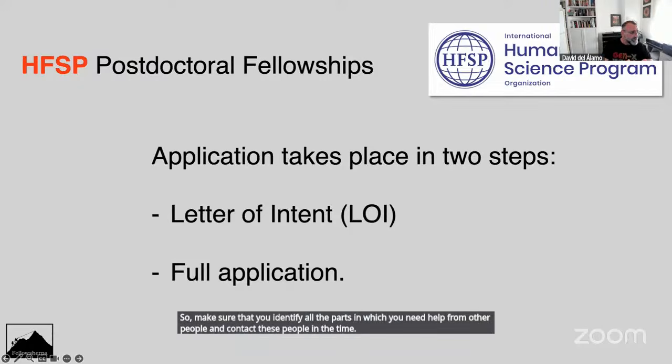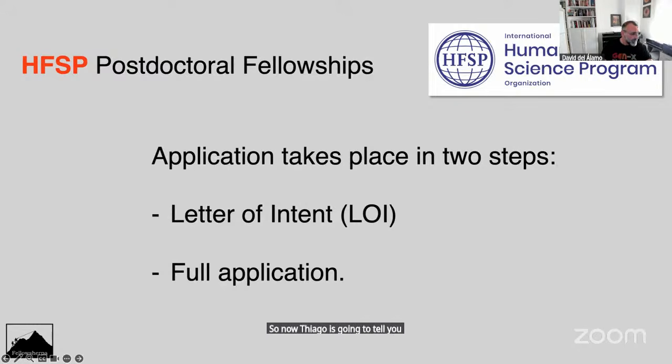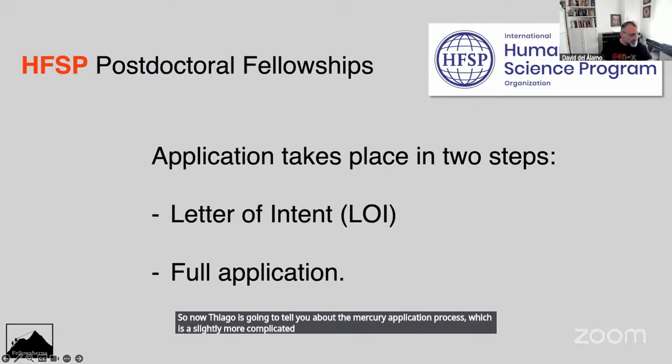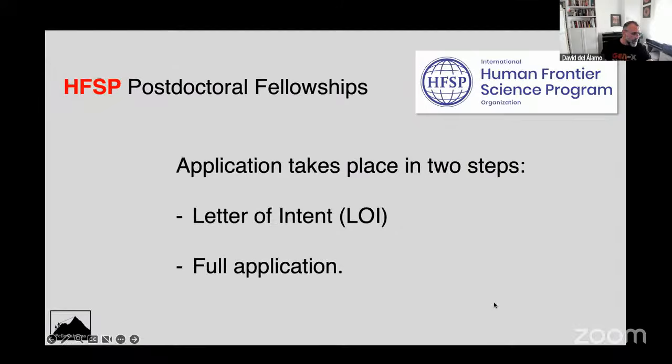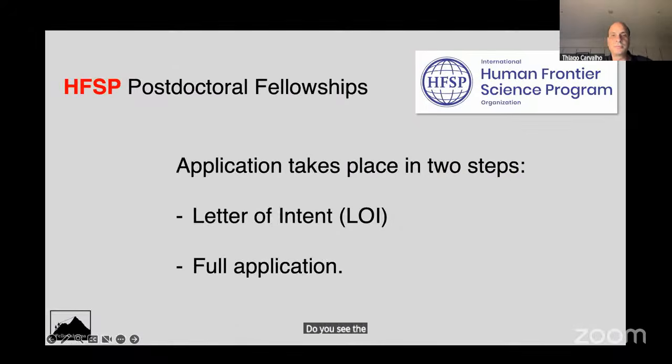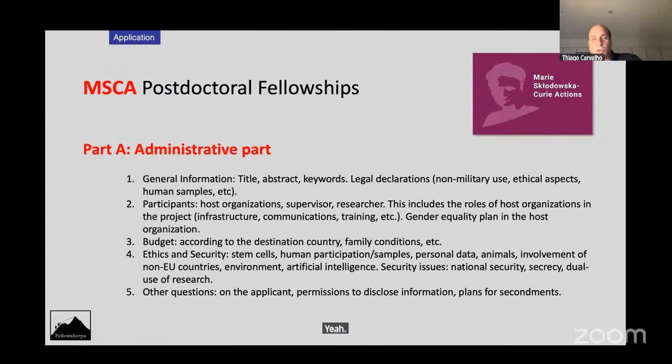So now Tiago is going to tell you about the Marie Curie application process, which is slightly more complicated. Sorry for the speed at which we're talking, but this is a lot to talk about, and we don't have enough time. So I'm going to stop sharing, and then you can share if you want, Tiago. Okay. So do you see the slides? Yeah. Okay. So thank you, David.